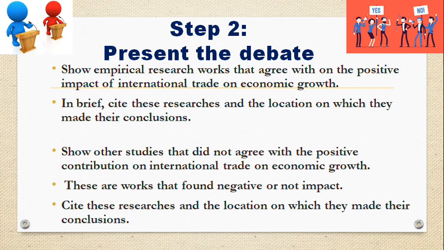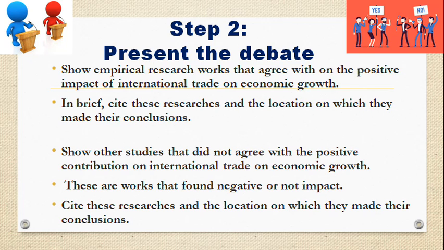Now, some people have done this research in different locations. You pull up their data. Somebody has done this research in Canada. Someone has done it in Bangladesh. Someone has done it in China. Someone has done it in Ghana. Someone has done it in South Africa. So you look at these things they have done and try to show empirically the work that agrees with the fact that there is positive impact.